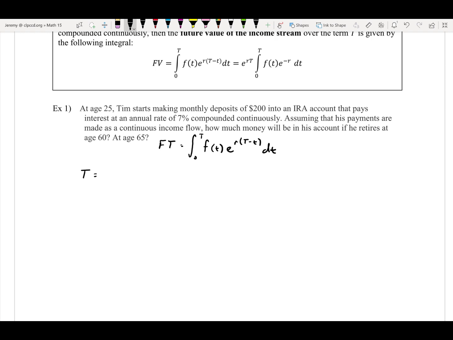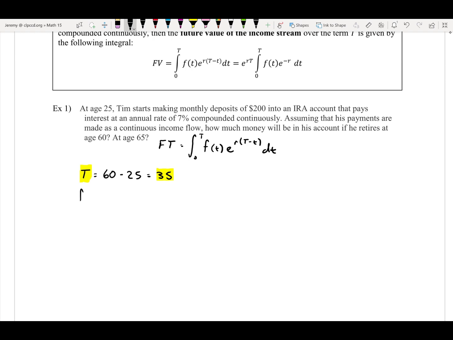And we can calculate in this case, for how many years will Tim be making monthly deposits? Well, he's 25 now, and let's say we're starting out by thinking he retires at age 60. The length of that term is just going to be the final age, which is 60, minus the starting age, which is 25, which gives us 35. So capital T in this case is going to be 35 years.